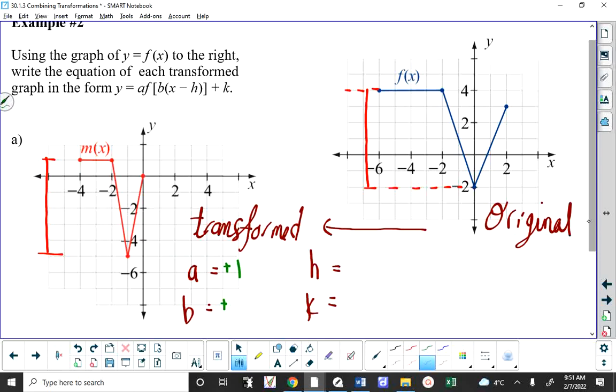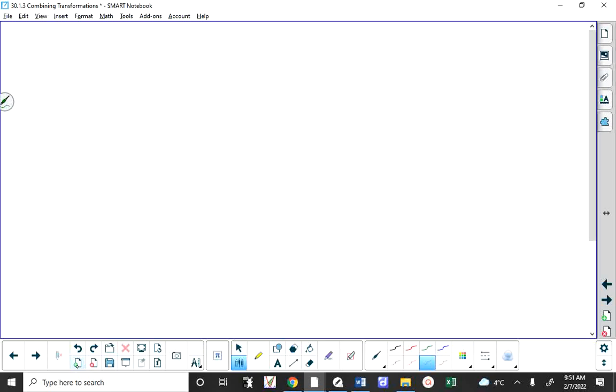Nobody has asked this question yet, so I'm going to ask it now. If there's no vertical stretch, then A is 1. What if there was no vertical translation? What would K be? I'm asking you to think about it. Arden, what do you think the value of K would be if it doesn't shift vertically? Yeah.